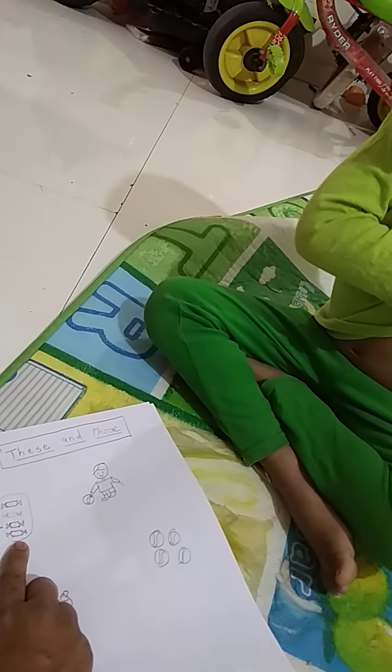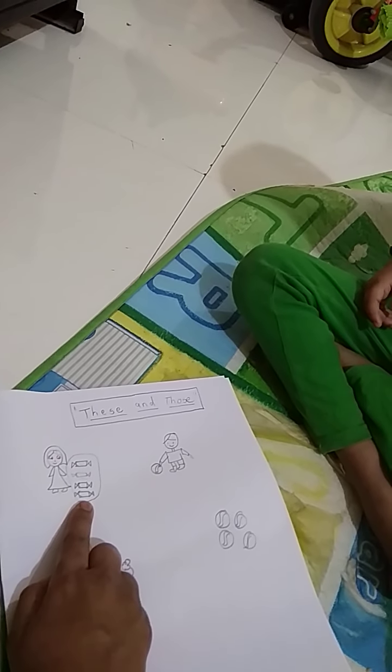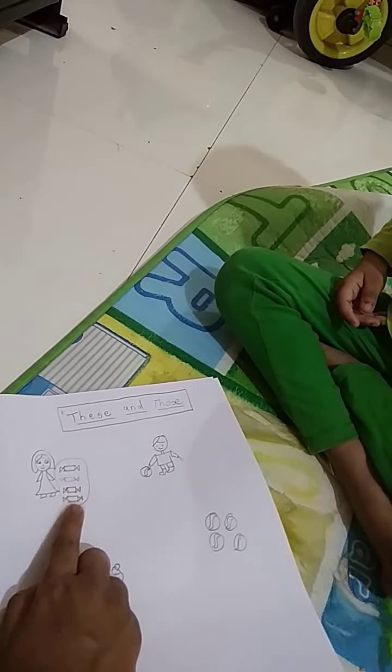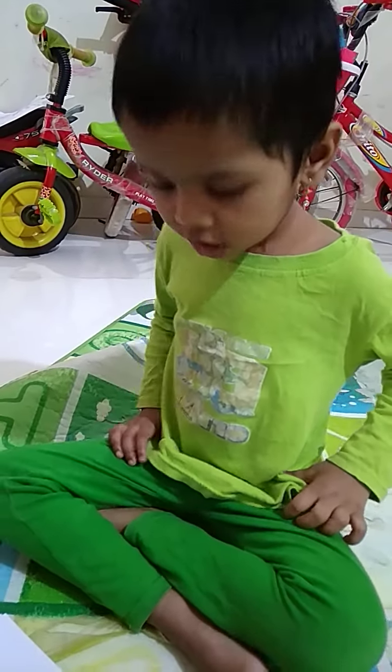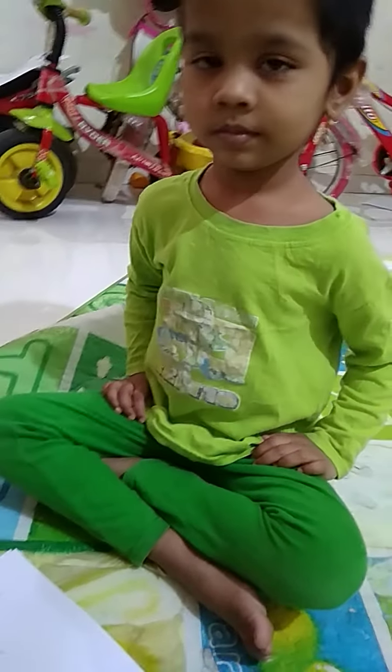To near ko kya bolenge hum log? These are chocolates. Kya bolenge? These are chocolates. Come on, loudly. These are chocolates. Loudly, please. These are chocolates. Yes, girl ke paas bohot chocolates hai. So, the girl is saying, these are chocolates. And Chinmayi is also saying, these are chocolates.